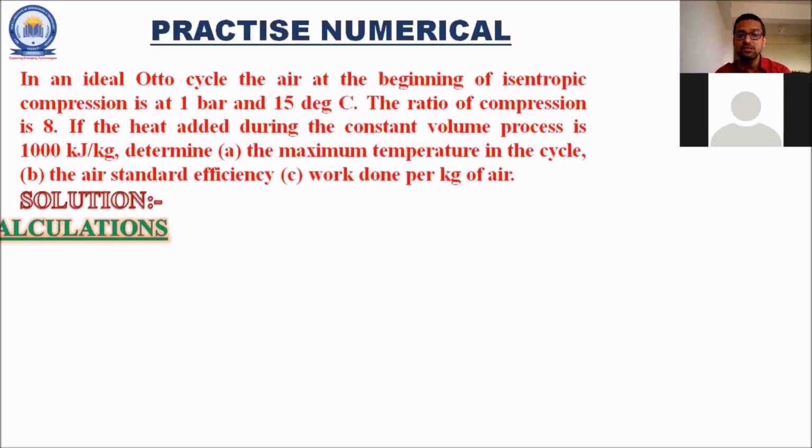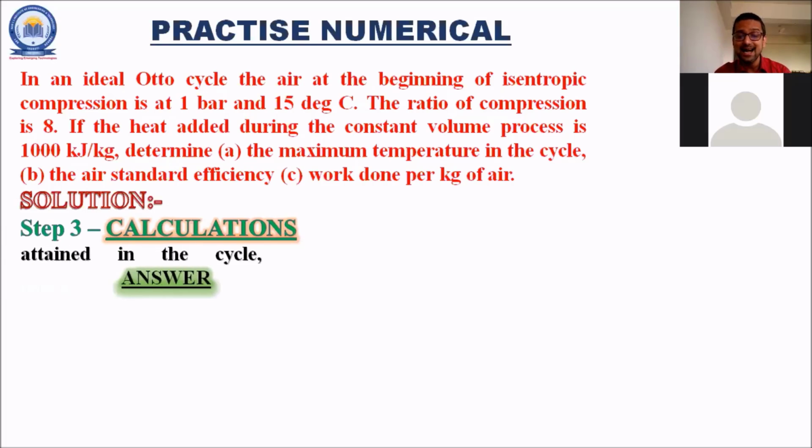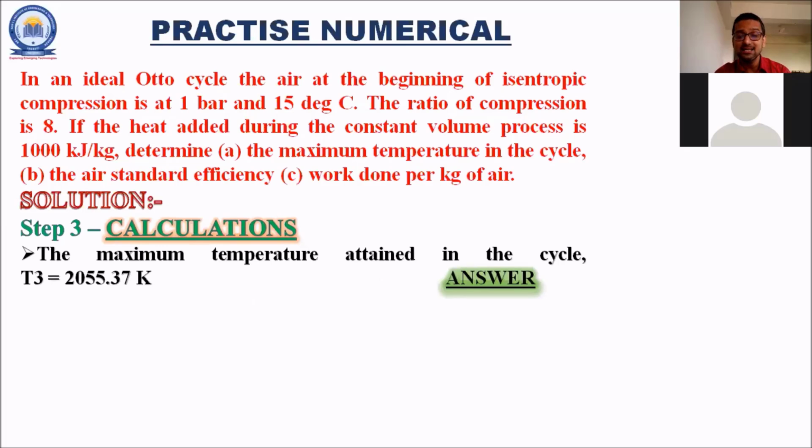Doing the same procedure in the calculations, I am just giving you the answers. Whenever you are calculating this numerical by yourself, you can check and correlate your answers with mine. On calculation, the first answer obtained, that is the maximum temperature attained in the cycle, T3, is 2055.37 Kelvin. So this is the maximum temperature we get after doing the calculations.